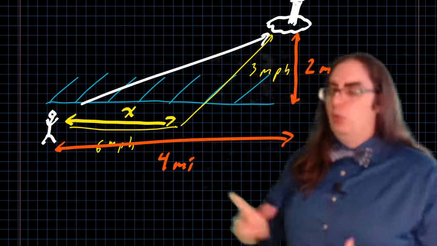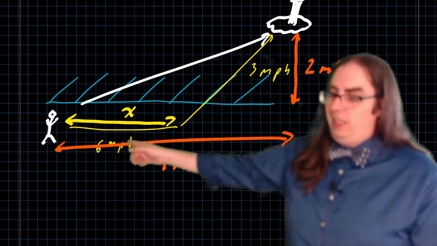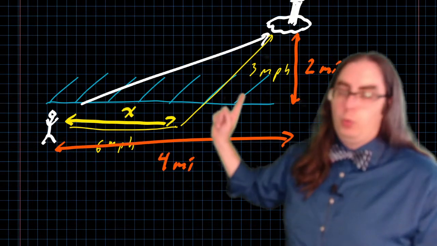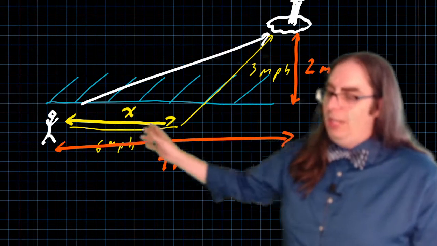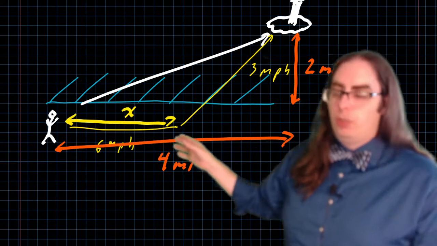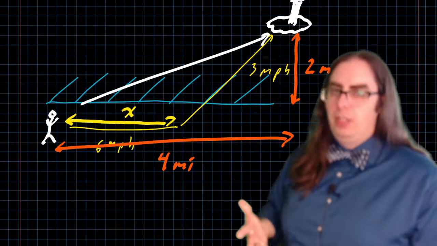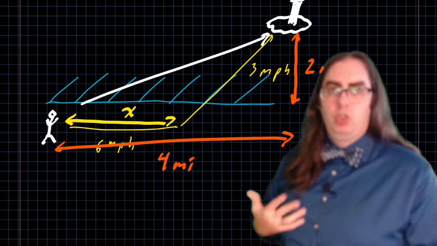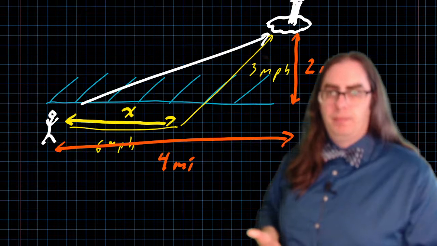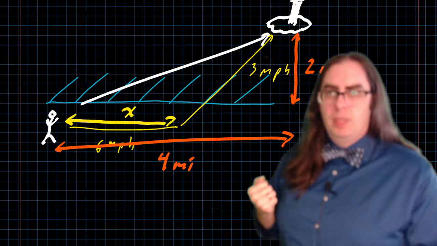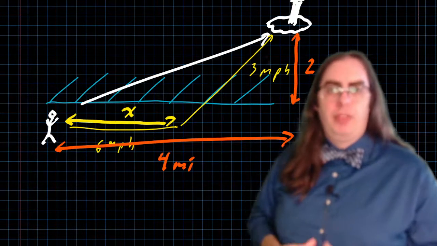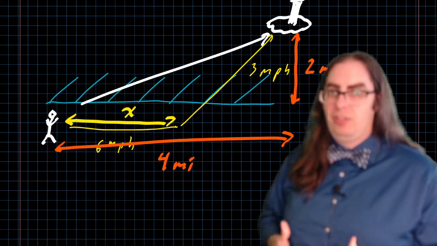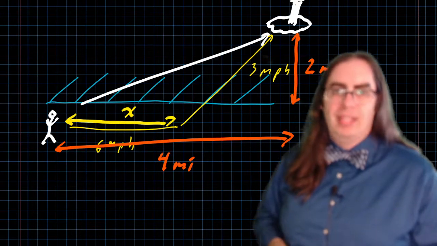So, given that your running speed is 6 miles per hour, your swimming speed is only 3 miles per hour. The question is, how far do you want to run first before you dive in to optimize your time? So I want you to take some time, think about this problem and how to set it up. See what you can do with that, and I'll see you in the next video.